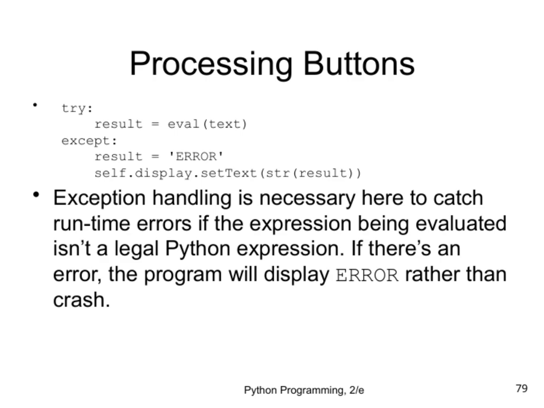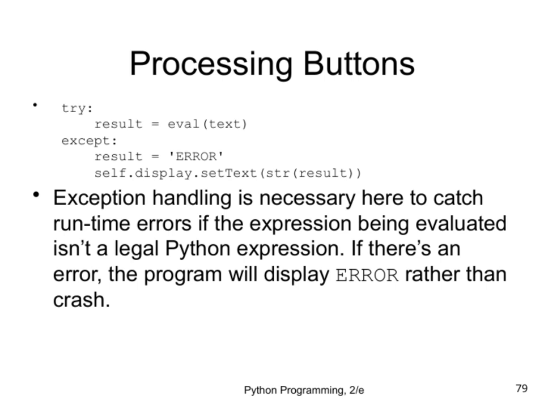However, if there's an error, say if the text isn't a valid Python expression, the except block will catch that error. Instead of crashing the program, we assign the string "Error" to result. Then, we update the display with this message, ensuring the program continues to run smoothly.